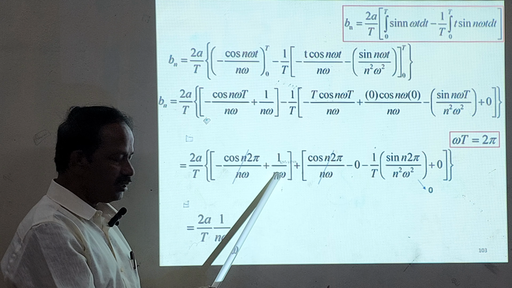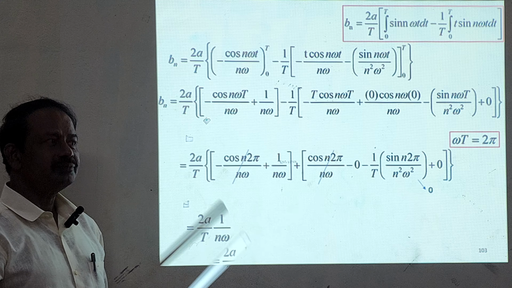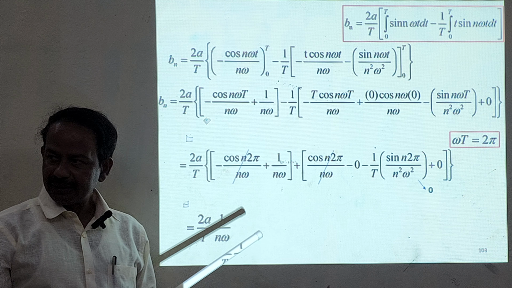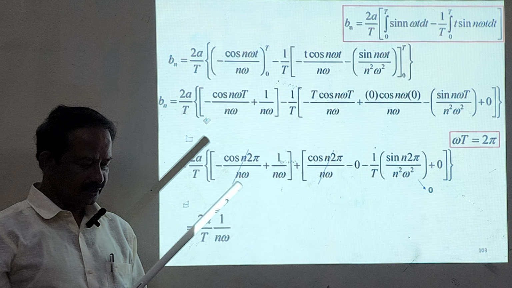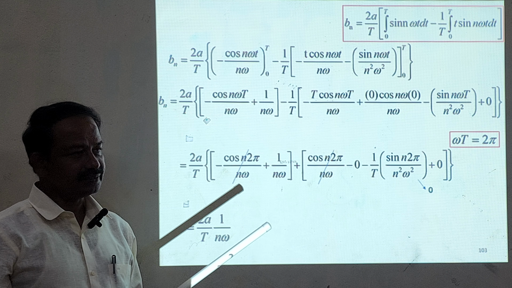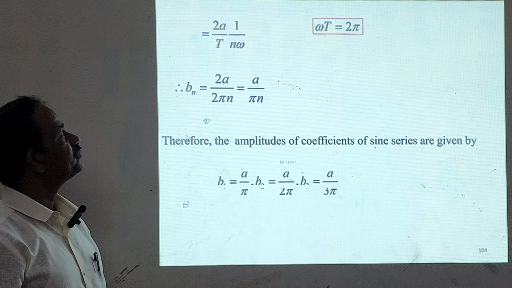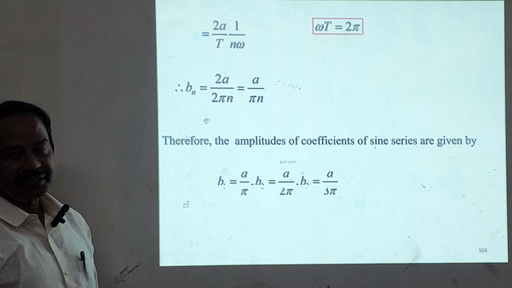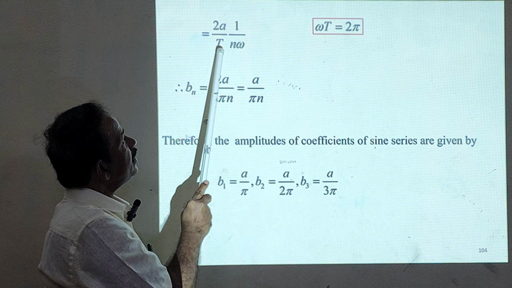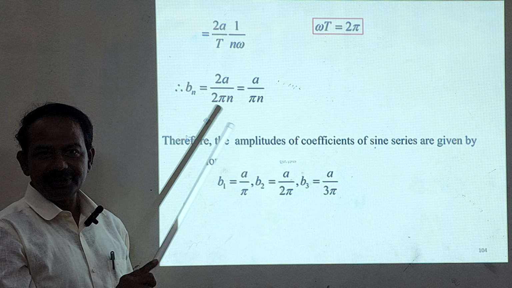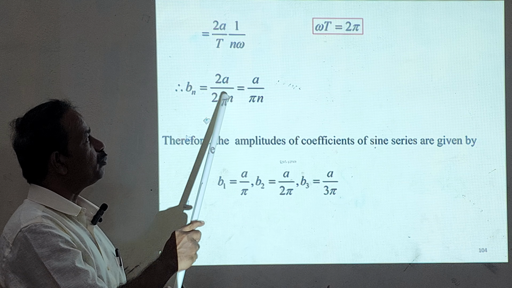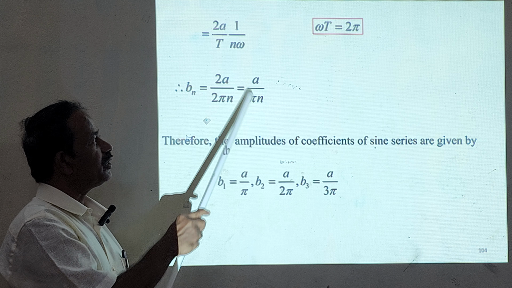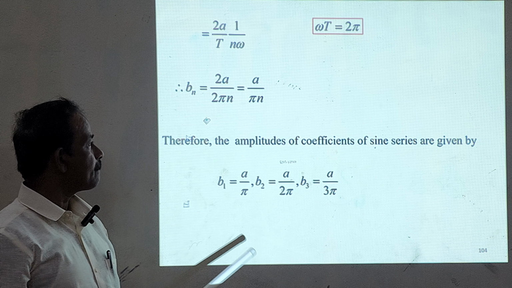Your remaining term will be 1 by n omega alone for the Bn. So your Bn will be 2a by t times 1 by n omega. This is for the sine term in the Fourier series. Correct? And omega t equals 2 pi, so we can substitute 2 pi. So we have 2a divided by 2 pi n, the 2 will get cancelled. We have a divided by pi n.